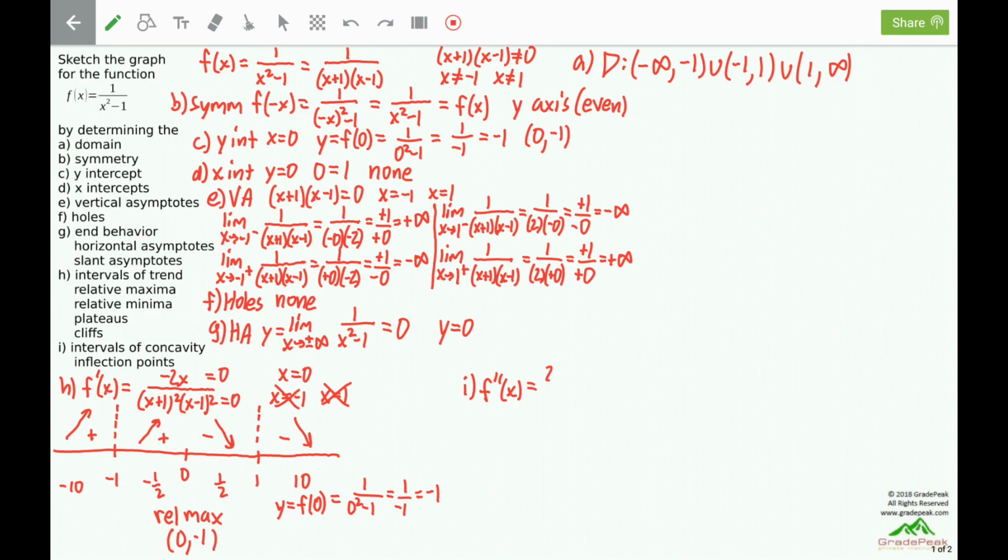We found it to be 2 times 3x squared plus 1 divided by x plus 1 cubed and x minus 1 cubed. So we have the second derivative written as a single fraction. It's fully factored, all powers are positive. We can now set the numerator equal to 0 and the denominator equal to 0 and solve for all x's.